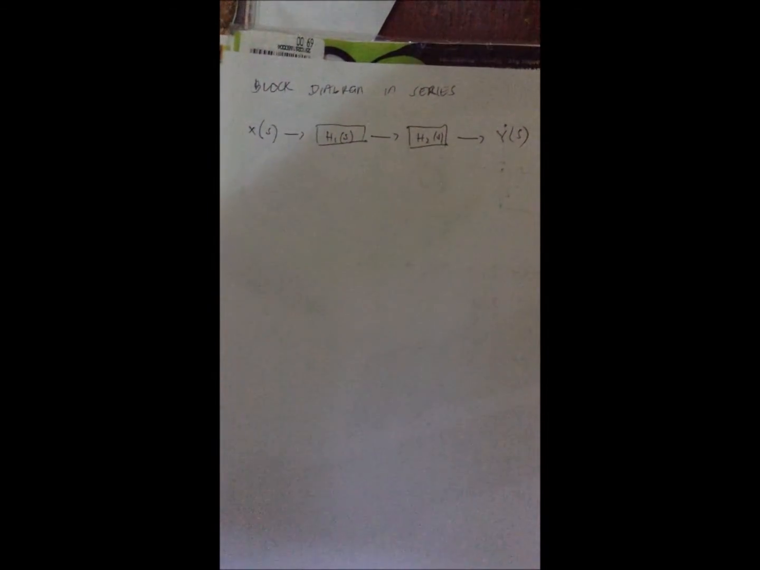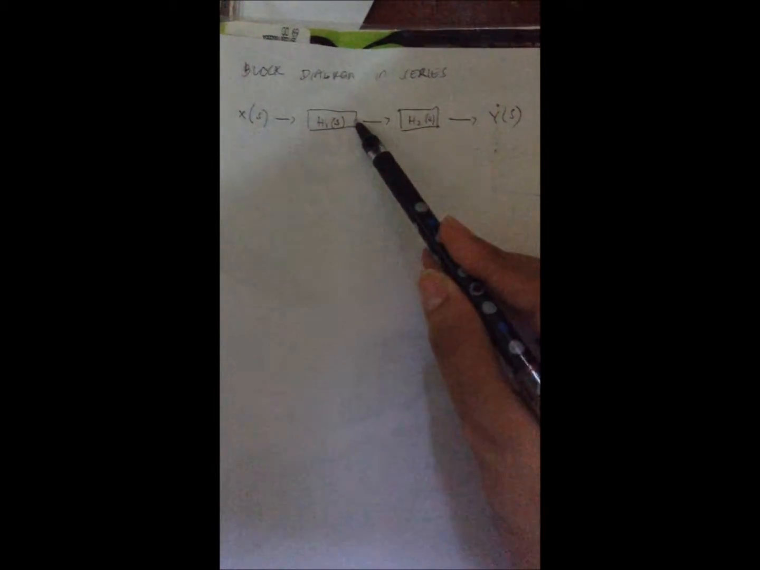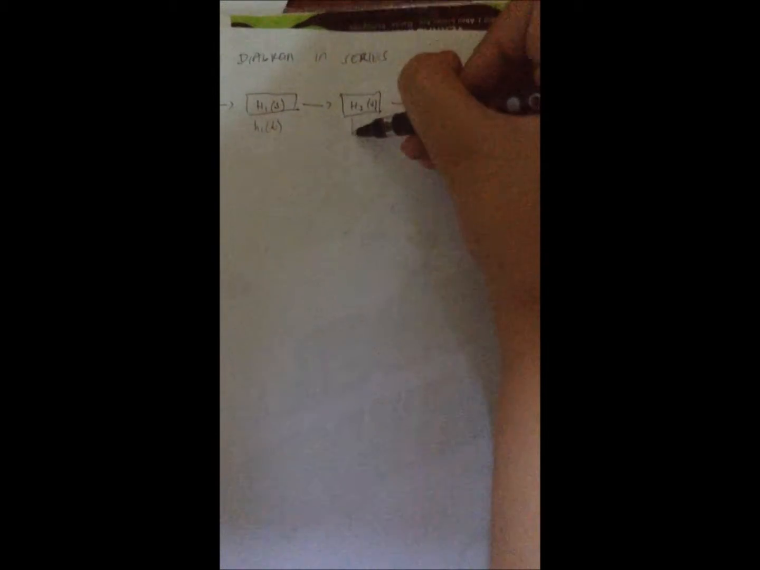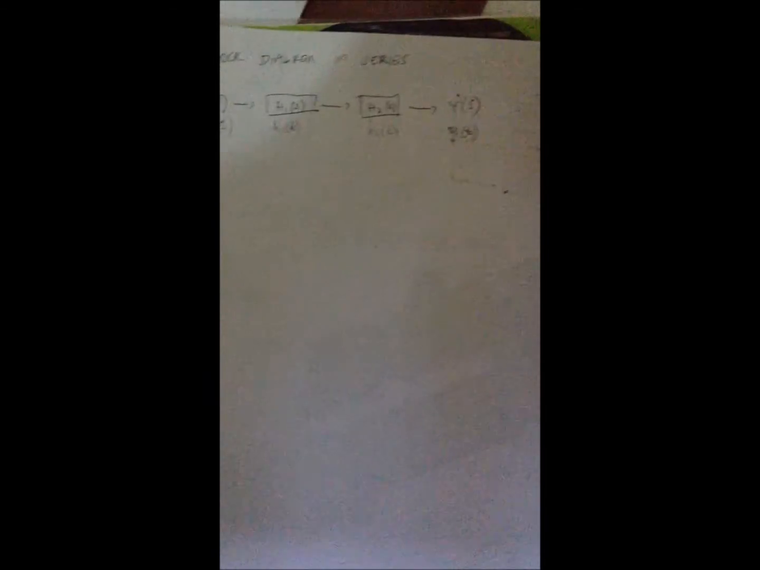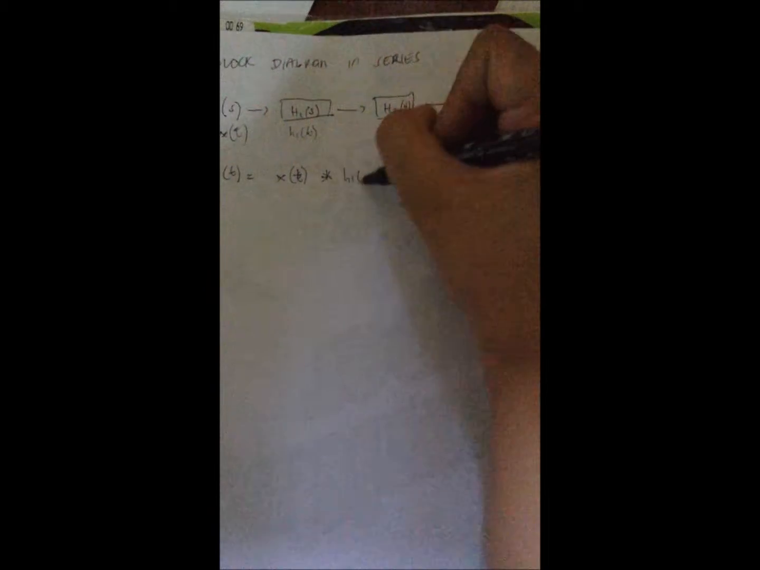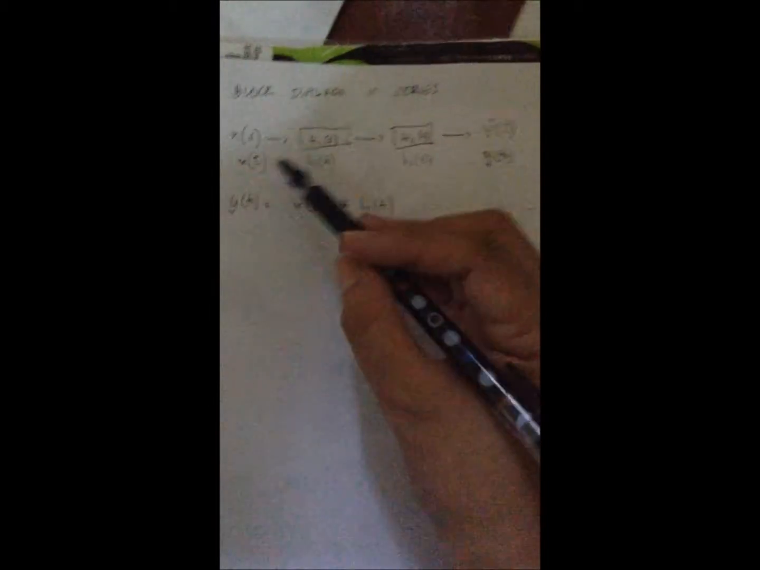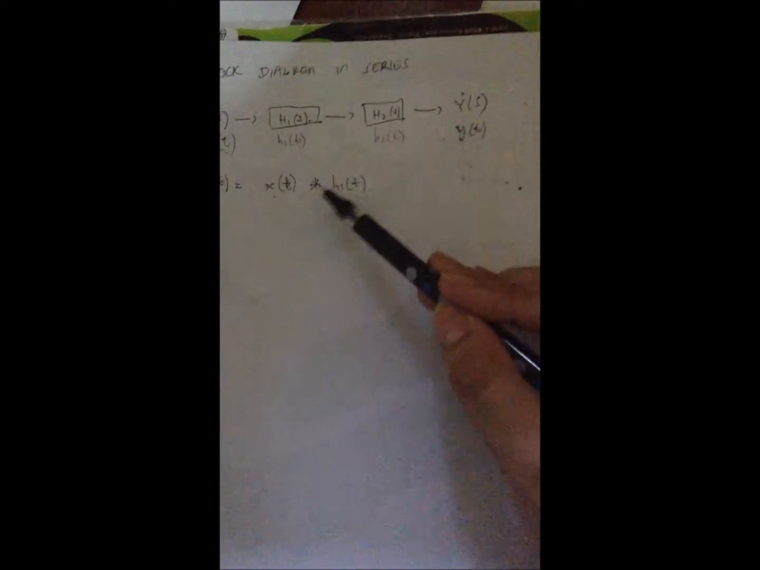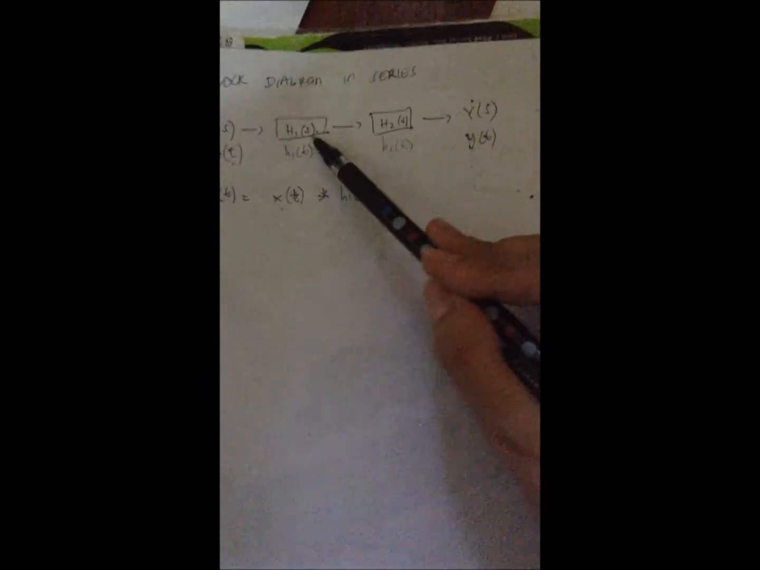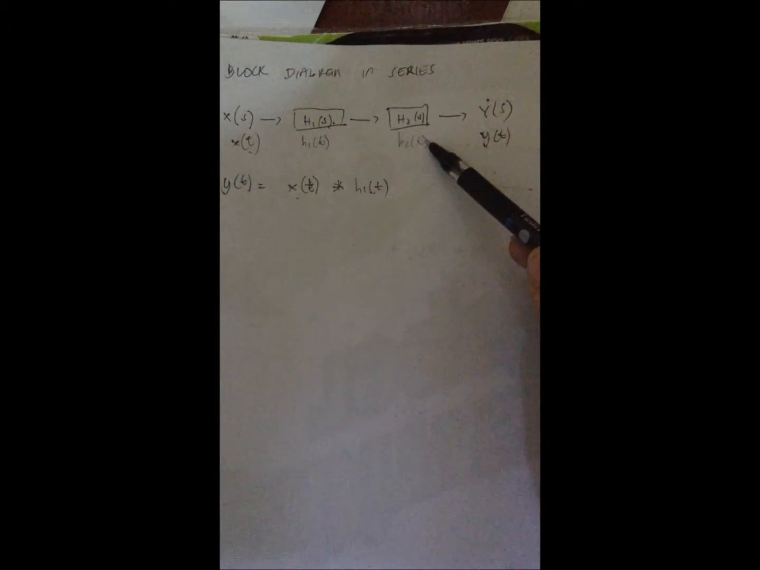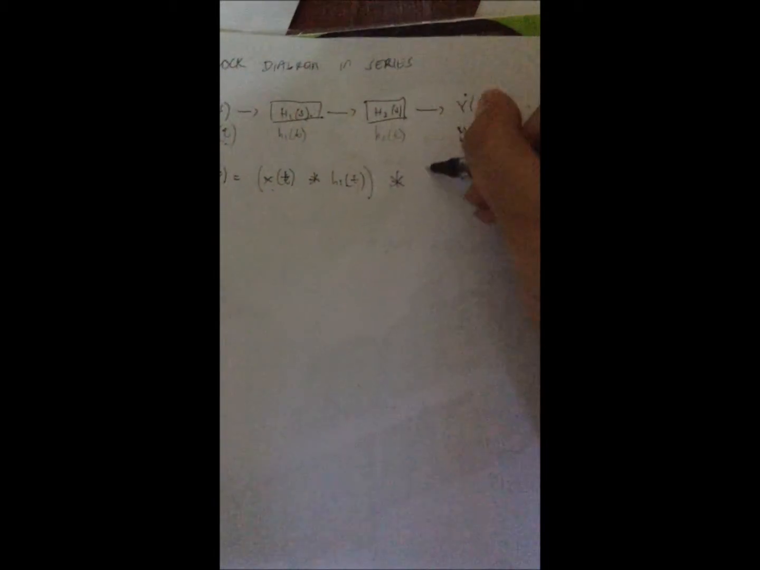So in block diagram in series, we have x of s, h1 of s, h2 of s, and y of s. In time domain, it is x of t, h1 of t, h2 of t, and y of t. So let's solve for y of t. Y of t is equal to x of t convolution h1 of t. So notice that these two, x of t and h1 of t, go to h2 of t. Okay, so in that case, we will also convolve these two to h2 of t.